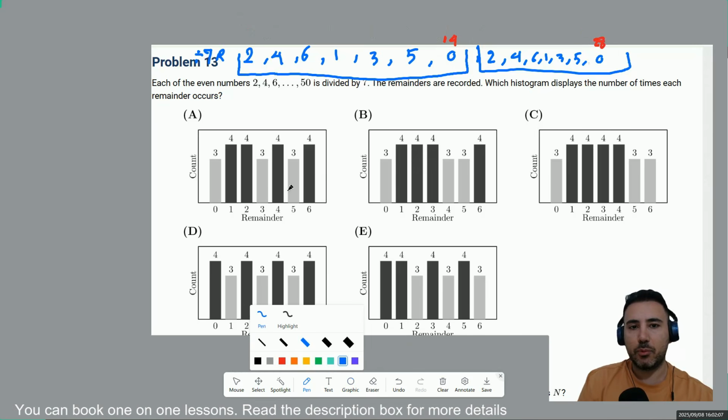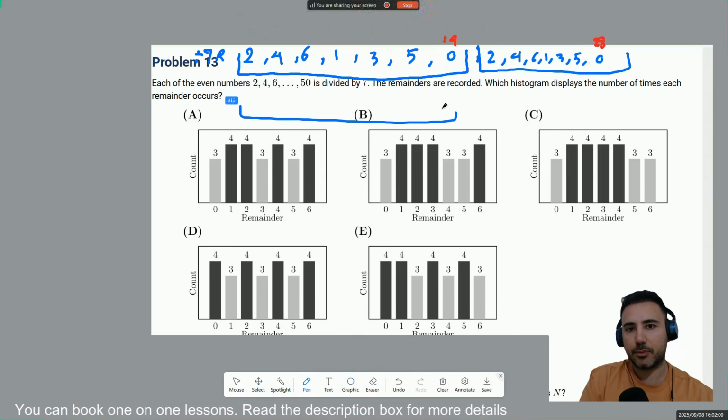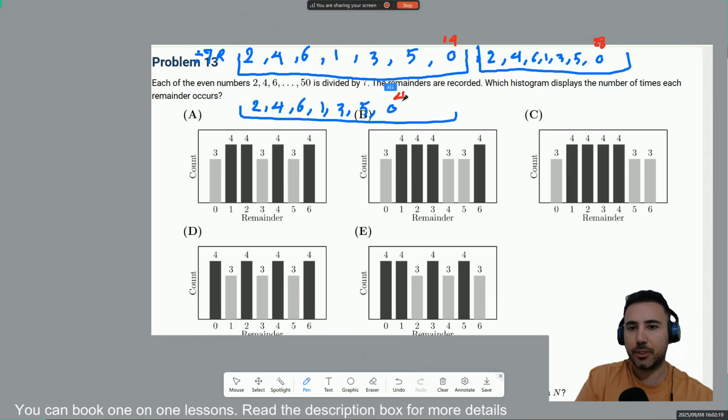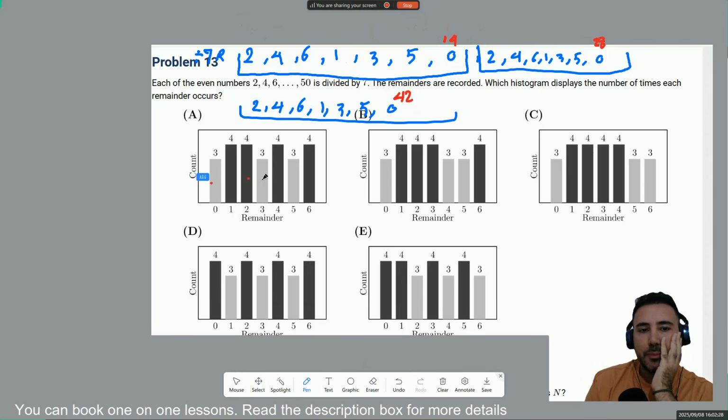We're going to have one more of these cycles, right? The same numbers will happen here: 1, 3, 5, 0. What is the number? The next multiple of 14 is 42. So it's over. Every remainder already repeated 3 times.